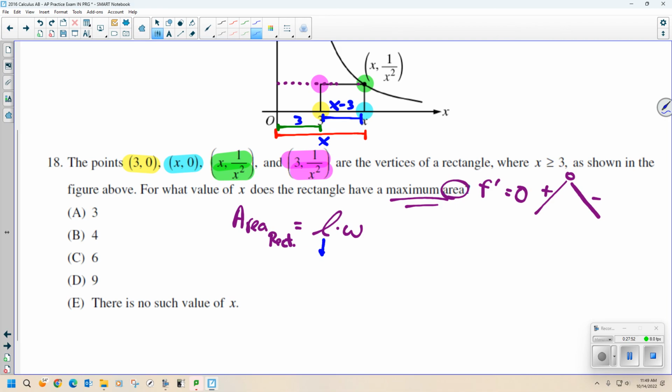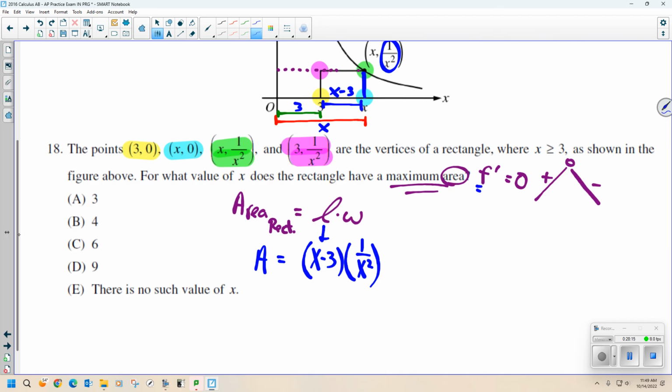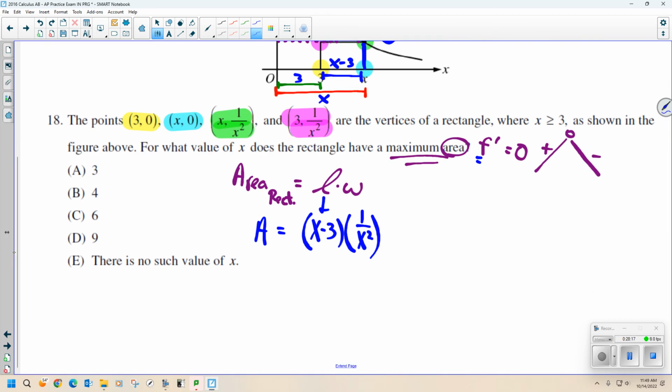Okay, and this distance is just the y value, 1 over x squared. Bam. All right. So, plenty of ways to do this. This is the area of the rectangle. And I want the derivative. Well, let's take the derivative of that. I could just do the product rule right there. I'm going to distribute that 1 over x squared to make it a little bit easier for me.